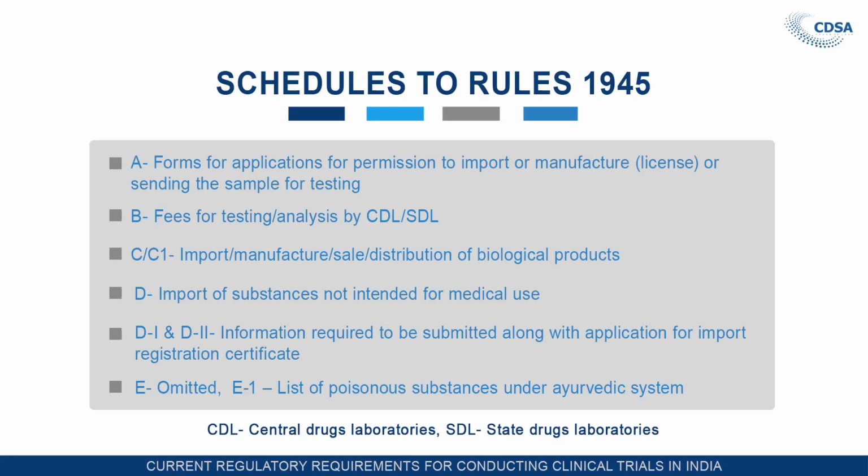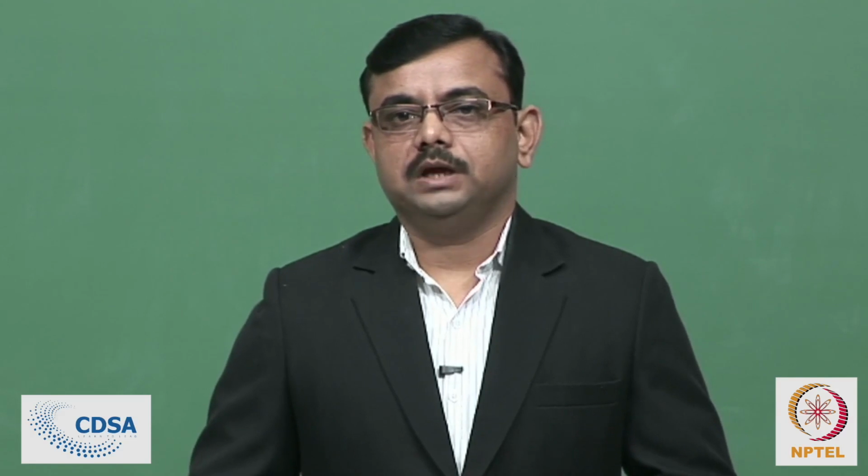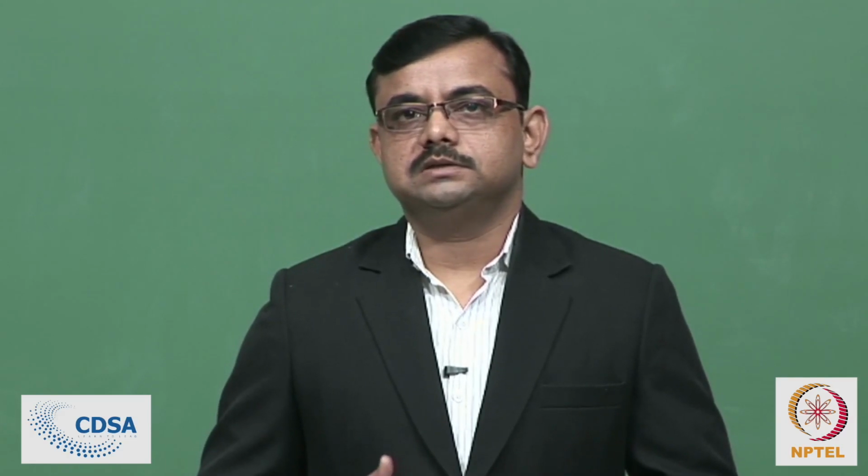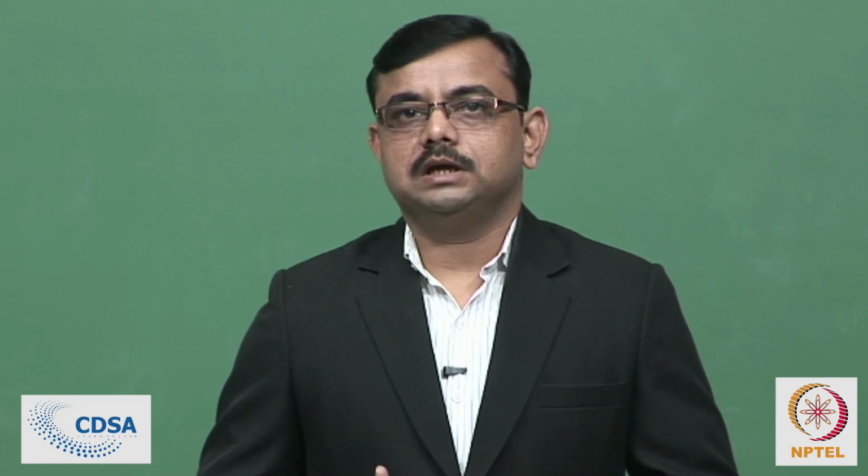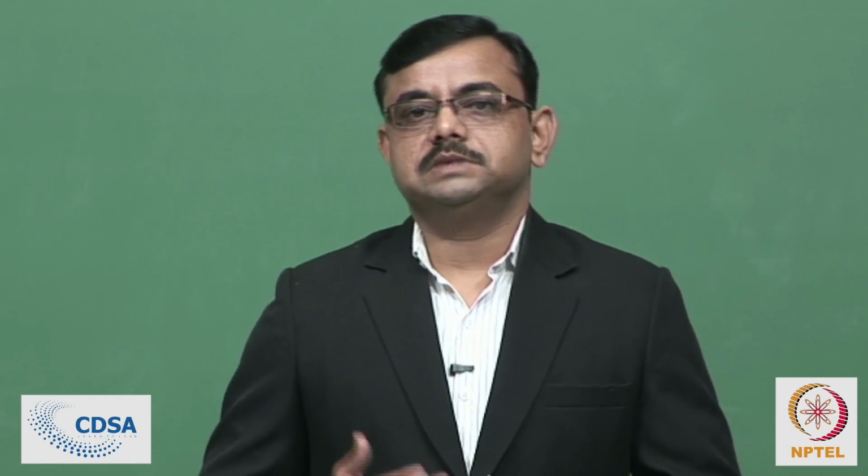Schedule E, earlier it was there, now it has been omitted, and Schedule E1 has been inserted. Schedule E1 consists of the list of poisonous substances under Ayurvedic systems. Whatever poisonous substances are mentioned in the Ayurvedic system, that has been given in Schedule E1, and these poisonous substances like sarpvish, then hartala, then arka, all these substances are given in this Schedule E1.